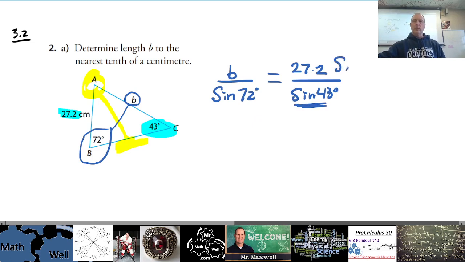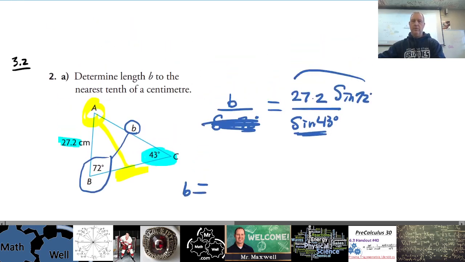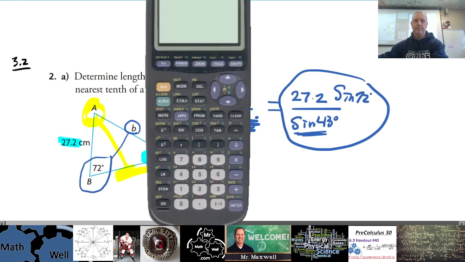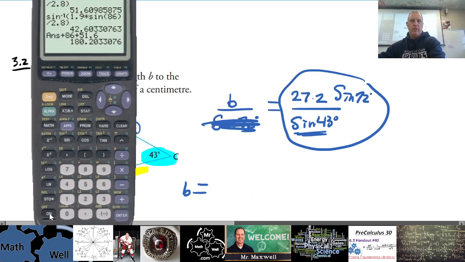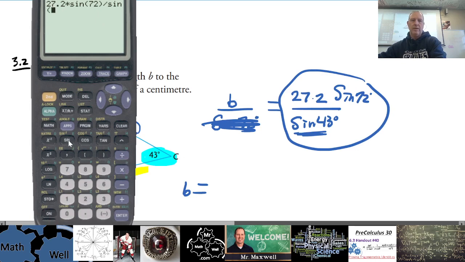So we'll multiply both by sine of 72, and that'll get rid of it from down there. And then my b is, and I will just do this in my calculator. Just like we did another example earlier, I think just like this. So I'll turn this on, and we'll go 27.2 times sine of 72. Make sure you close that bracket there. And you can divide by sine of 43. And that's going to equal 37.9.